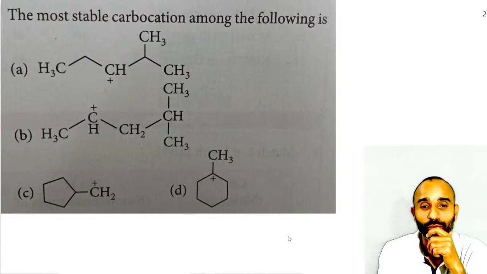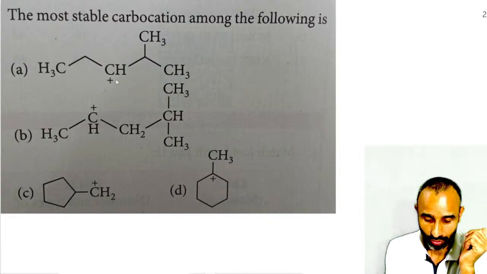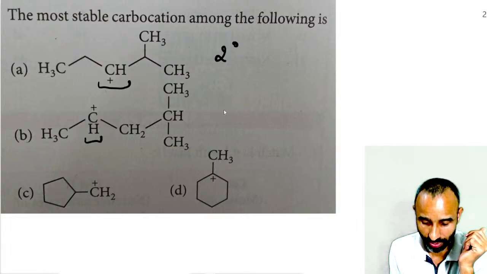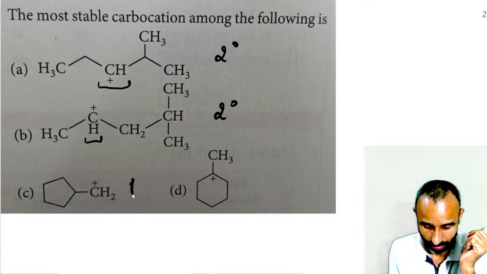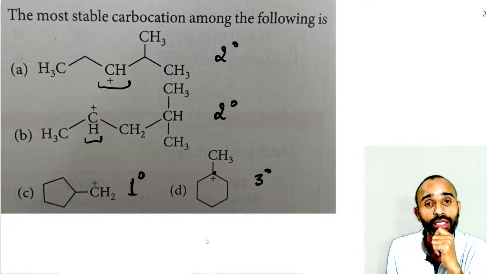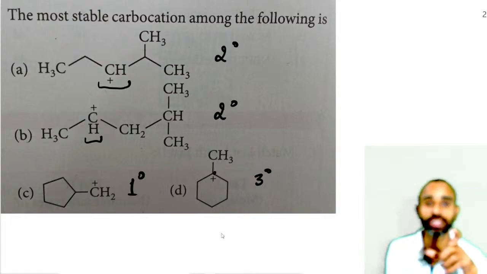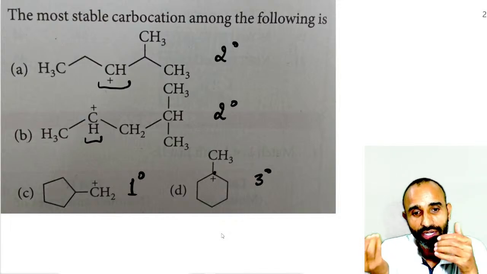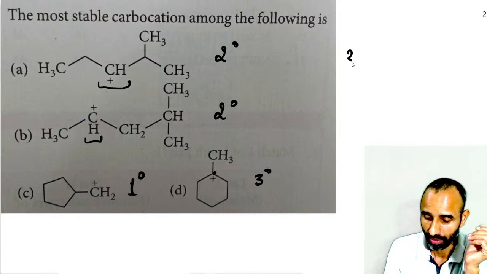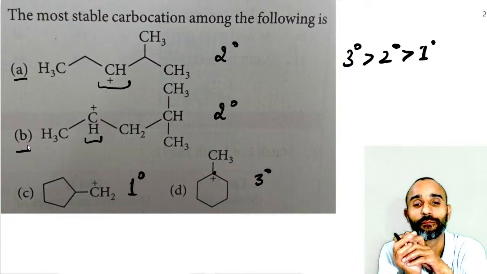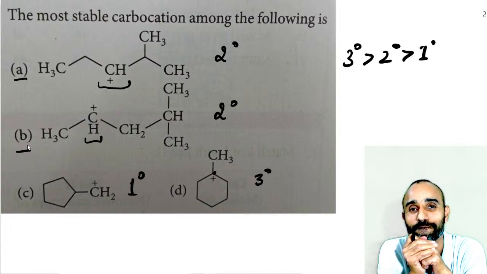Okay. Most stable carbocation among the following is, so see, this one is secondary carbocation. This one is again secondary. This one is primary, and this one is tertiary. So keep in mind, tertiary carbocation is more stable than secondary, and secondary is more stable than primary. This is the order of stability of carbocations. But out of A and B, which one is more stable? B is more stable.